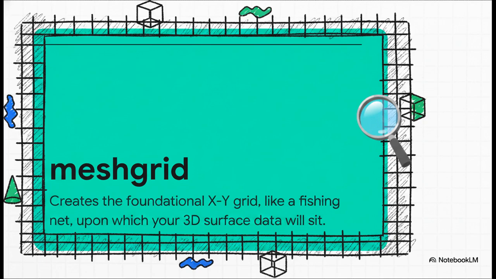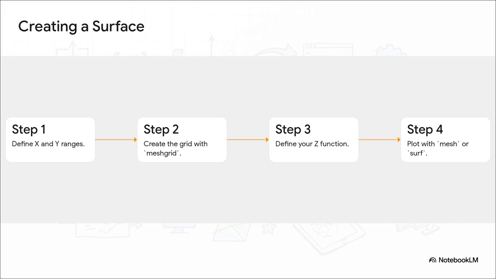The best way to think about it is like you're laying down a grid, or maybe a fishing net on the floor. This grid creates all the points where you're going to measure the height, your Z values. And building a surface is basically a simple 4-step recipe. Super straightforward. First, you define your X and Y ranges. How big is the grid? Second, you use meshgrid to actually create it. Third, you figure out the Z value, the height, for every single point on that grid. And fourth, you just tell MATLAB to plot it with either mesh or surf.